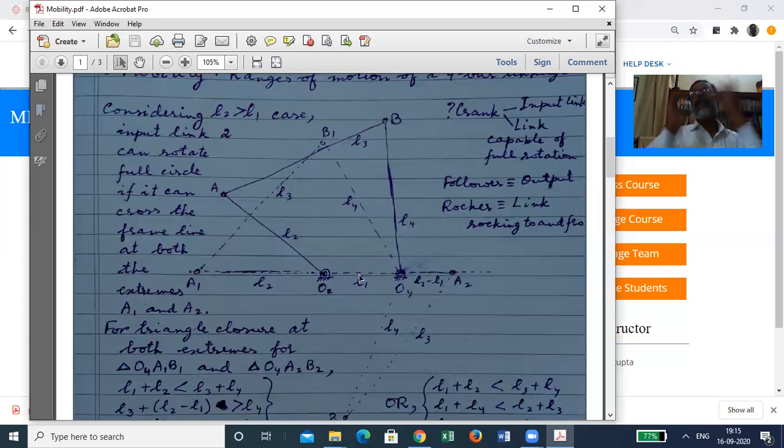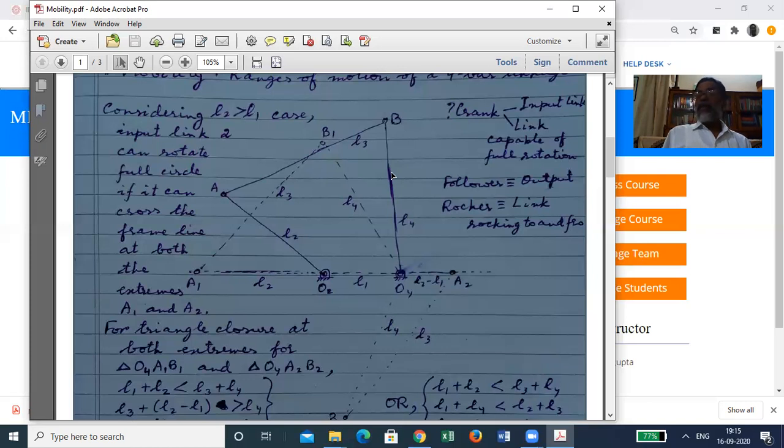Because if the coupler spins completely, how do you utilize that? You wanted a link adjacent to the frame to be full circle rotatable, which you could use as the crank, the input link for continuous motion. So in this case, it will be double rocker.